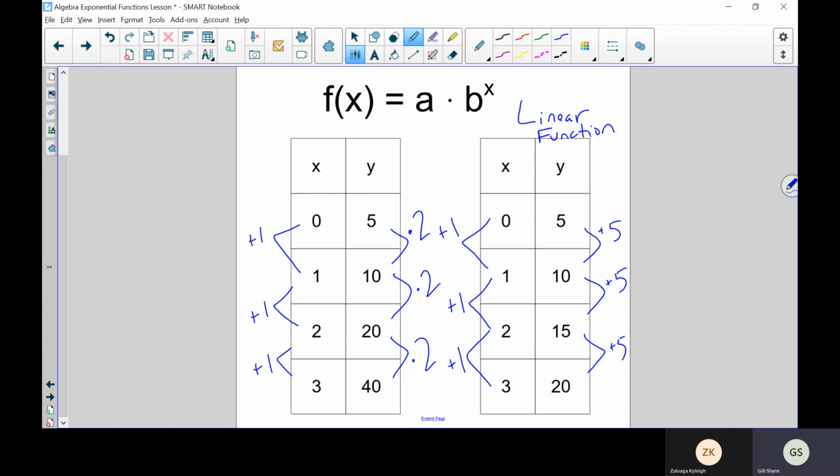That. It's based on addition. It's a linear function. It's like a cheat answer.